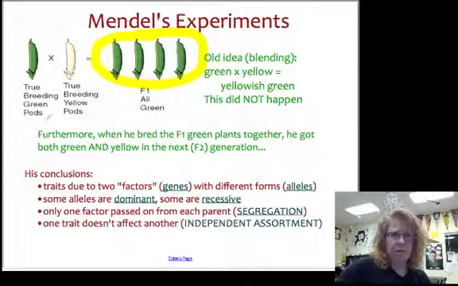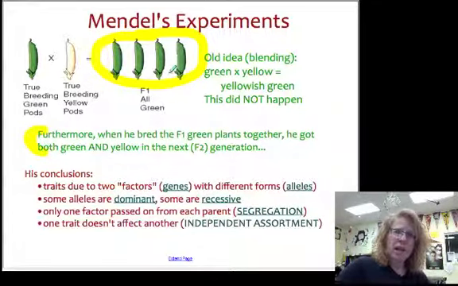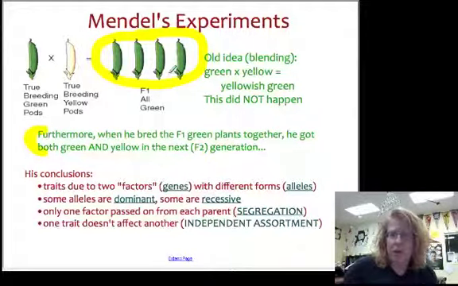Furthermore, and this is what I have written down in the green here, kind of the most confusing thing for him is if you take these same green ones, these F1 all green plants, and you breed them back together, you get yellow plants back about 25% of the time. 75% of the offspring are green, but 25% of them are yellow. That doesn't make any sense at all. It's like saying I take green paint and mix it with green paint, and some of the time I get yellow paint. Doesn't make any sense. So it had to do with his factors.